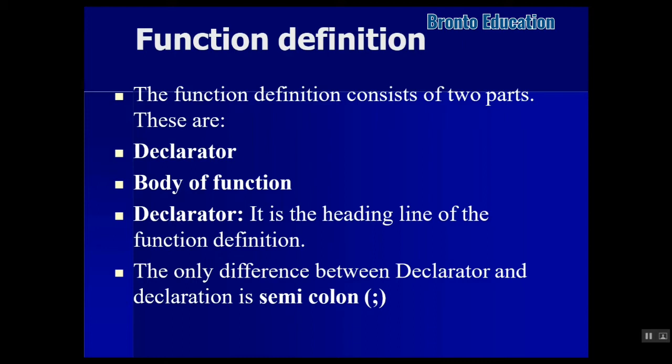The function definition consists of two parts. These are the declarator and the body of the function. In a function definition we declare it just the same as the function declaration, but there is no semicolon. The declarator is the heading line of the function definition. The only difference between declarator and declaration is the semicolon.